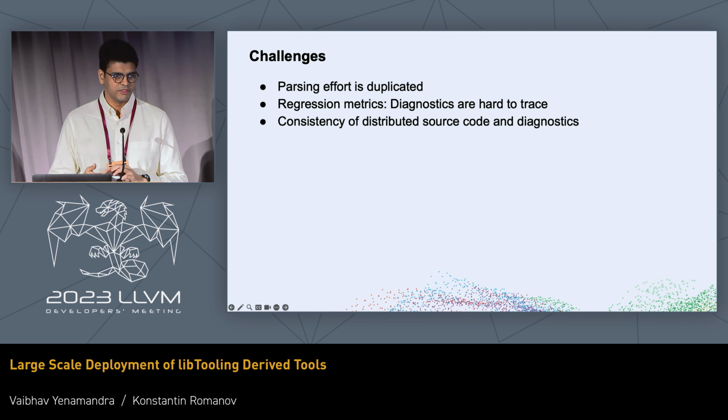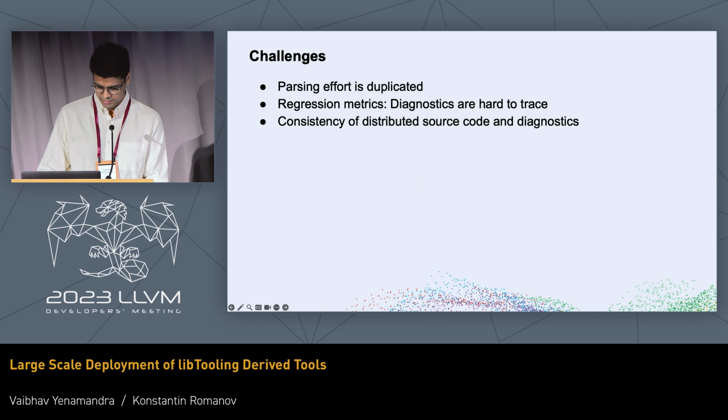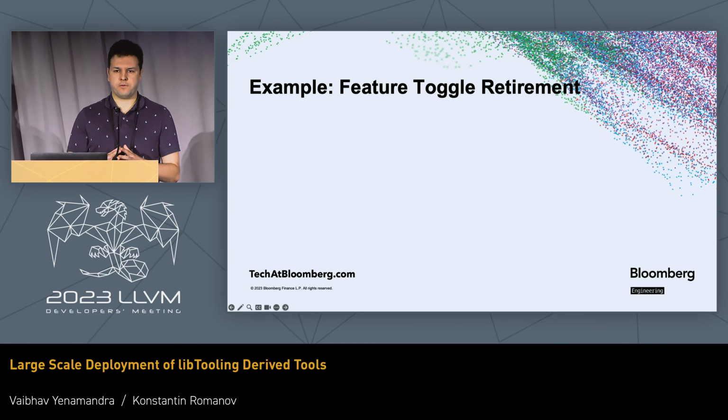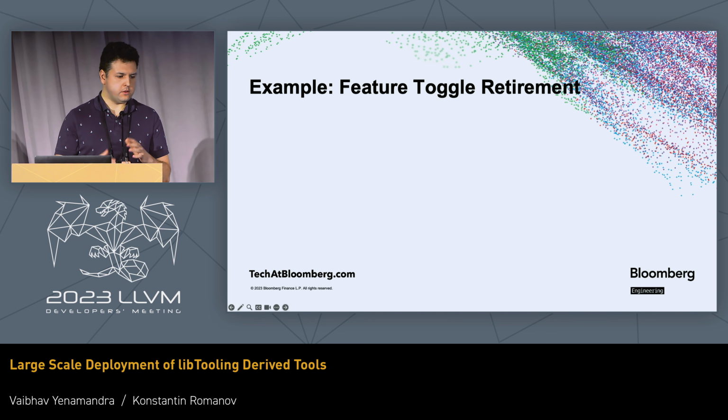And the other problem is that analysis results can also change due to a slightly different dependency envelope, because that's just the nature of the problem. We have many different source-to-source Bloomberg-specific transformation tools, and I will discuss our feature toggle retirement tool.